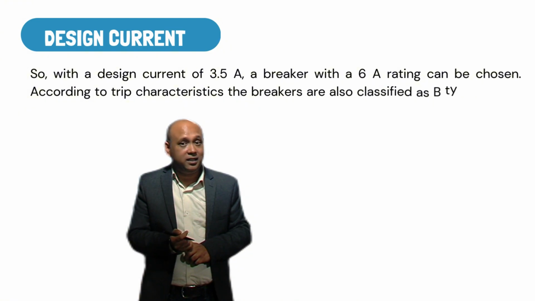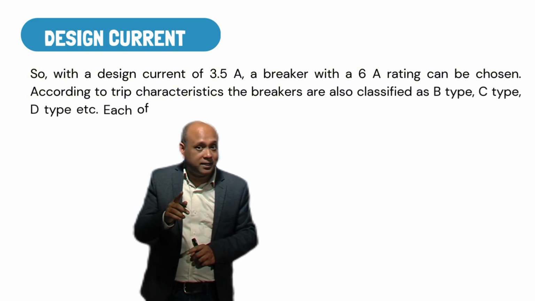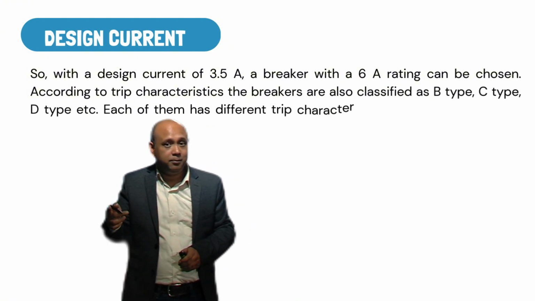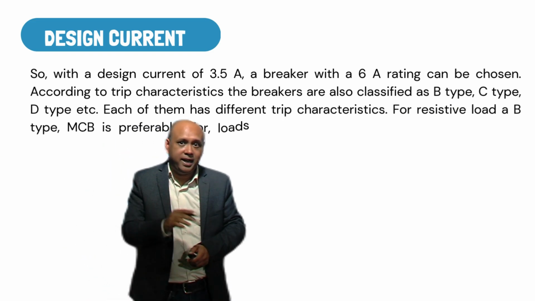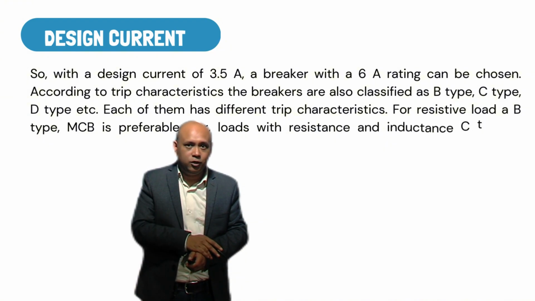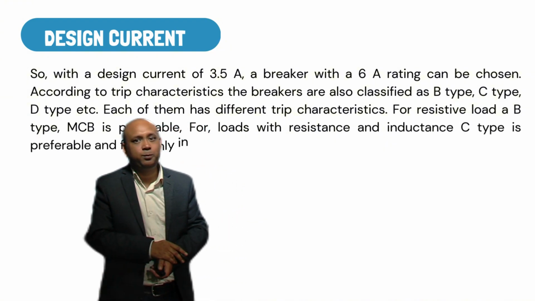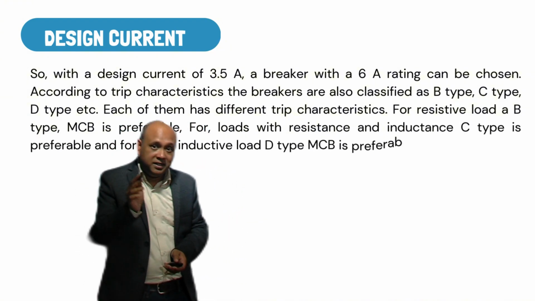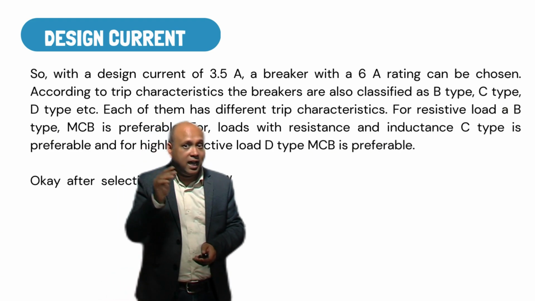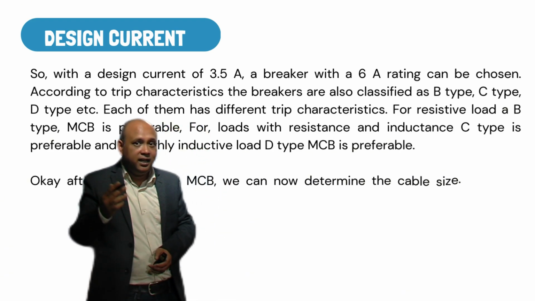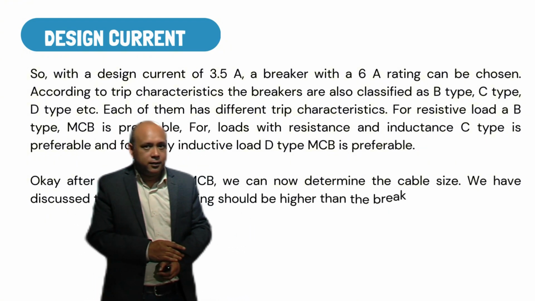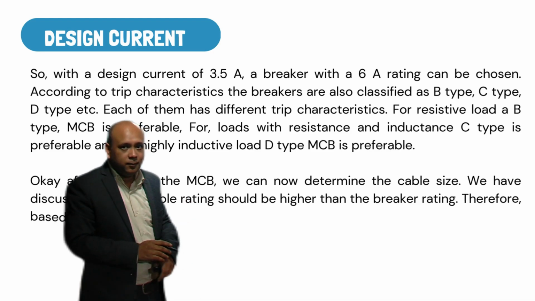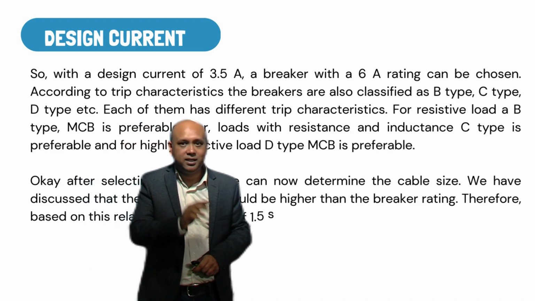According to the trip characteristics, the breakers are also classified as B type, C type, D type, etc. Each of them has different trip characteristics. For resistive loads, B type MCB is more preferable. For loads with resistance and inductance, the C type is preferable, and for highly inductive loads, the D type of MCB is preferable.